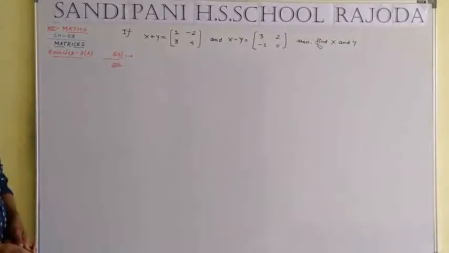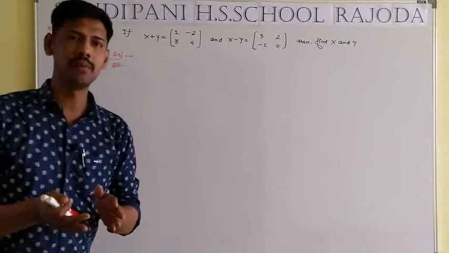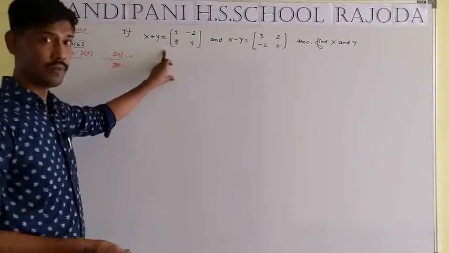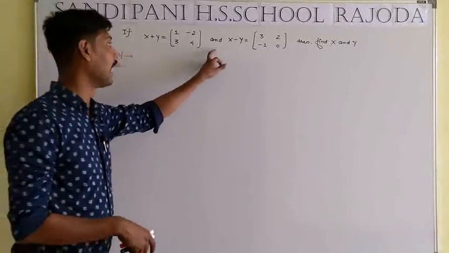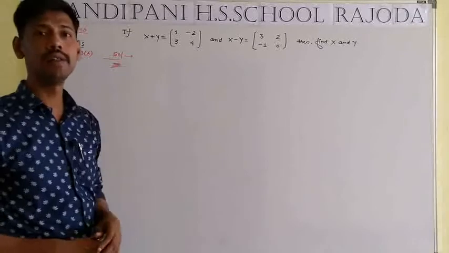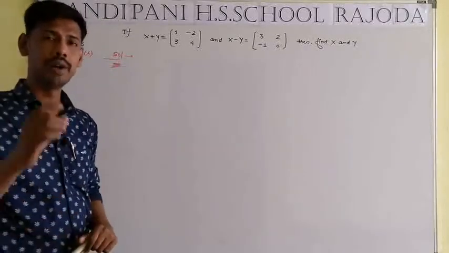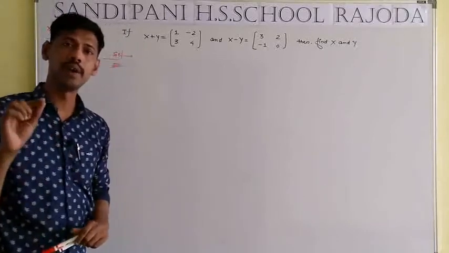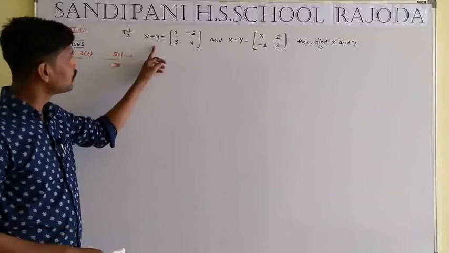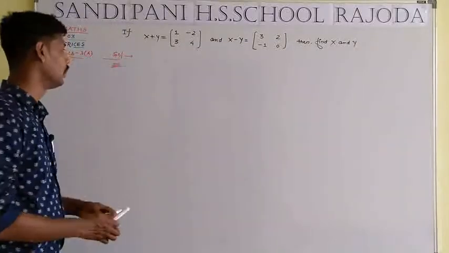Students, the next question is there: x plus y, where x and y are variables. x plus y equals a matrix and x minus y equals another matrix. Then find the value of x and y. What is the demand of the question? Find the value of x and y. x plus y equal to these and x minus y equal to these. So we have to solve it.